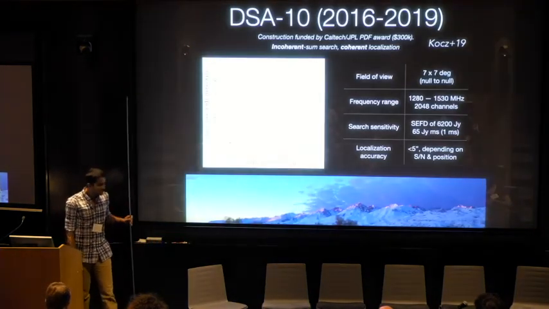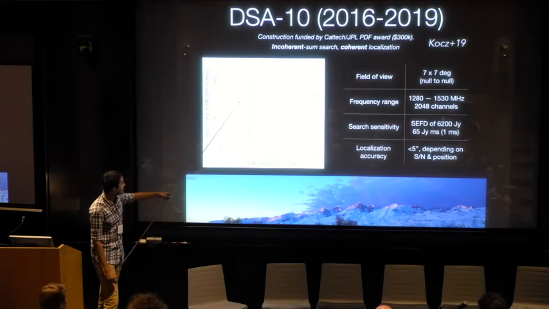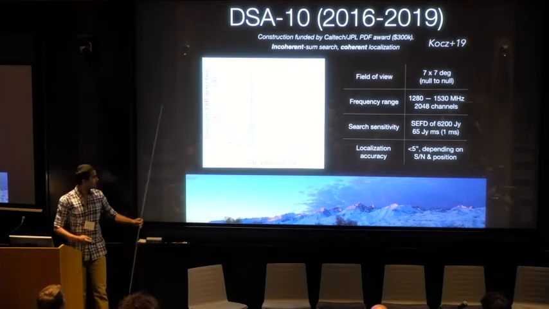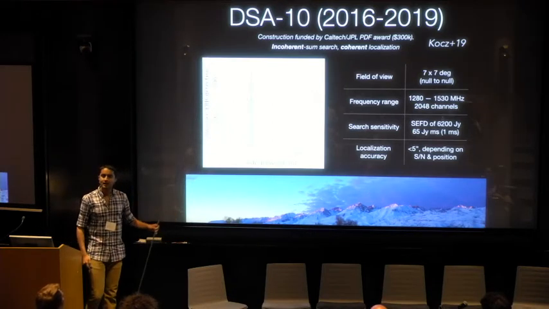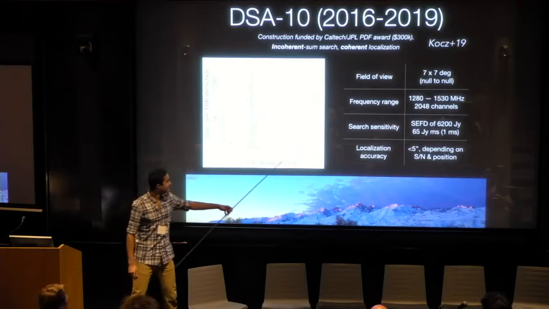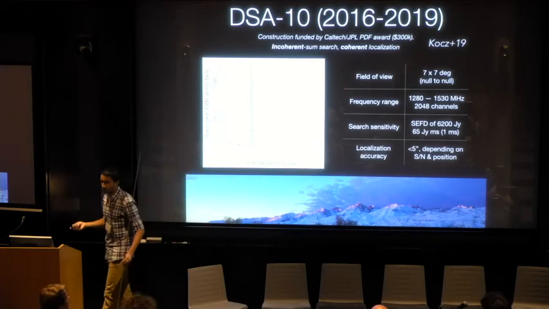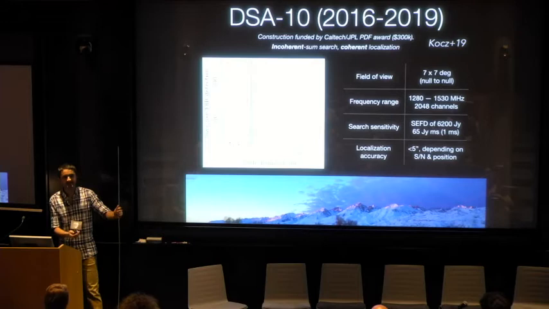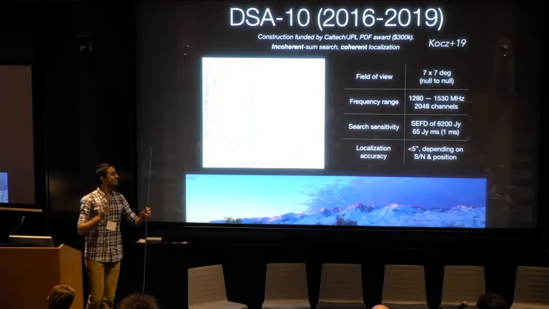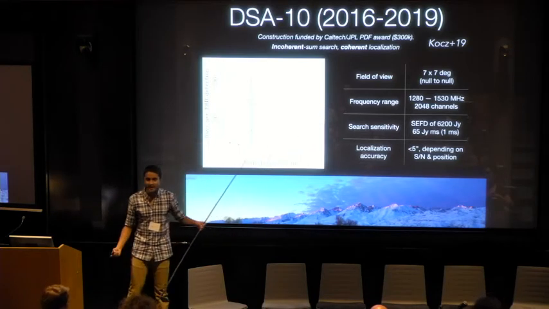So what we did is we tried to optimize the dish diameter given the range of source count slopes that we thought were real. We picked a diameter of 4.5 meters. What we found that we could design was something with a search sensitivity of about 6200 Jansky, which is a little worse than 3 times as bad as a single ASKAP dish. We're very brave. Our frequency range was about 250 megahertz at L-band.